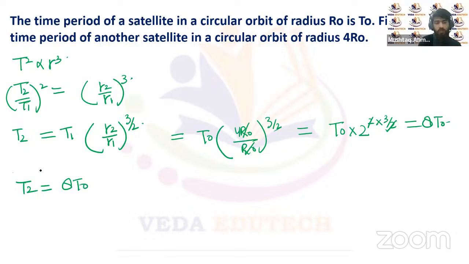It means the time period of the second satellite is greater than the time period of the first satellite, because it's proportional to the distance between the center of the Earth and the satellite. So you can also see that if the distance becomes 4 times R naught, then the time period becomes 8 times.